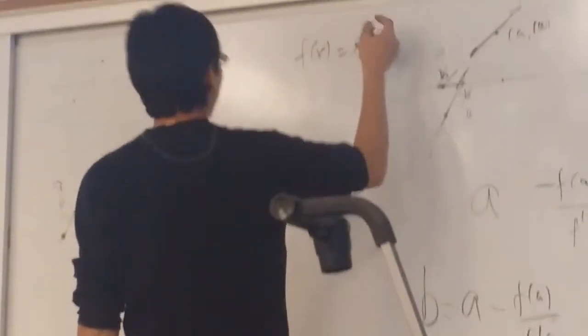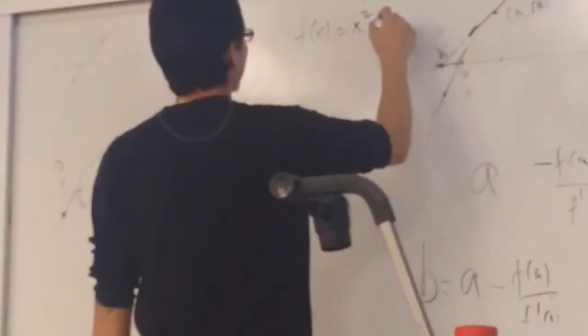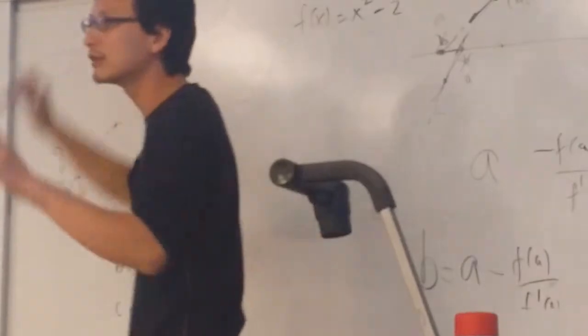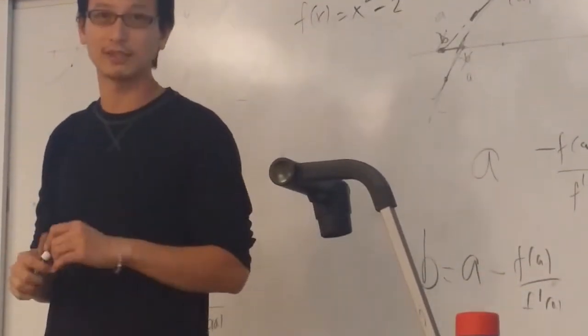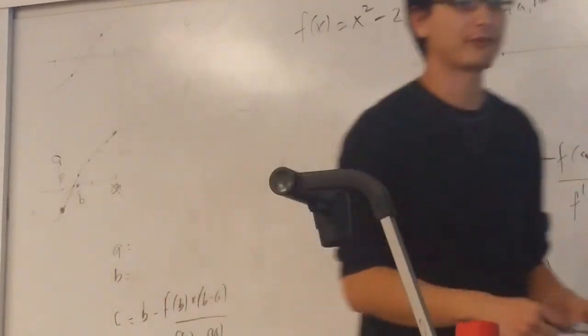And what is the solution? Let's just do x squared minus 1. Let's say x squared minus 2. So we know that the root is square root of 2, yes? So how do I define this into FreeMat?